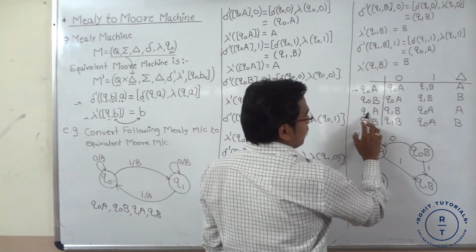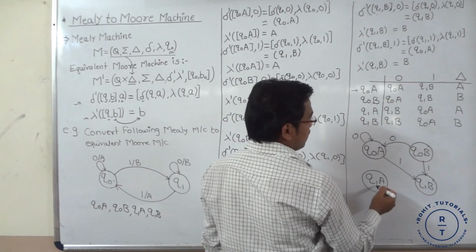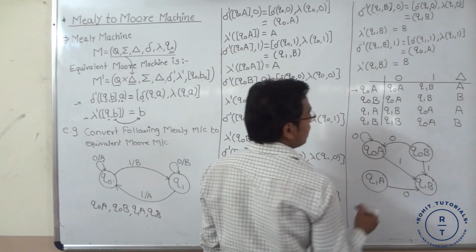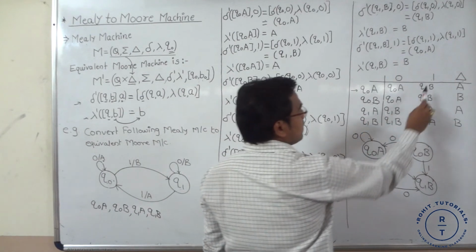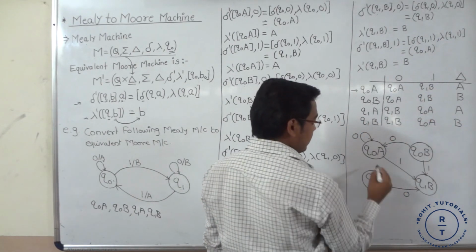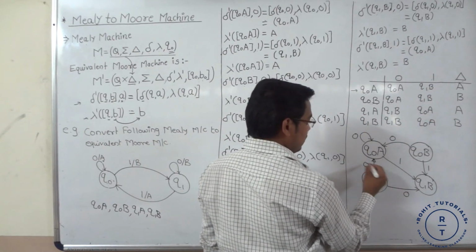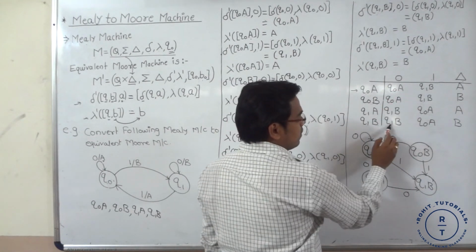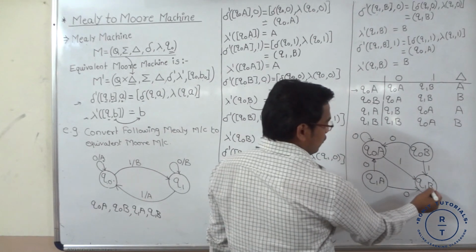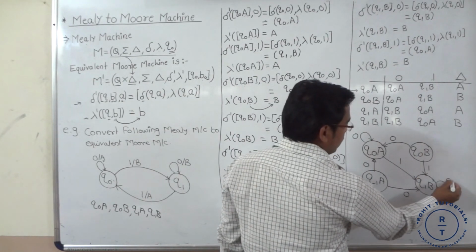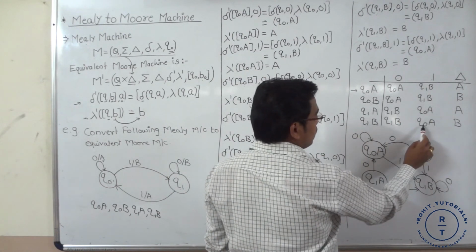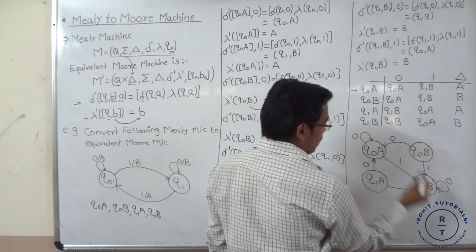Next is Q1A state, when 0 occurs, it goes to Q1B. Q1A state, when 1 occurs, it goes to Q0A state. Q1B state, when 0 occurs, it goes to Q1B. And Q1B state, when 1 occurs, it goes to Q0A state.